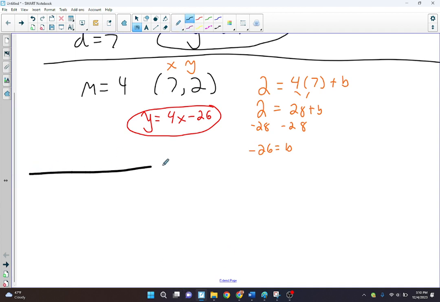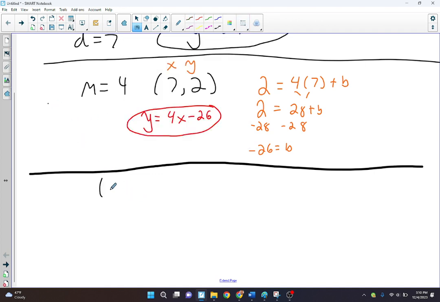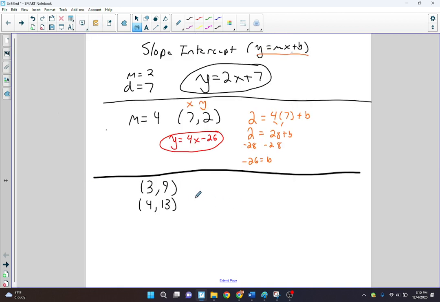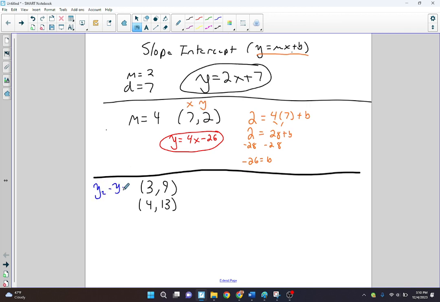Next one. The next type of test or question I would give you is when I give you 2 points. So say 3, 9 and 4, 13. For this one, what we're going to do is we're going to have to use the slope formula, which is y2 minus y1 over x2 minus x1. Remember to label. I'll call this x1, y1. I'll call this x2, y2.